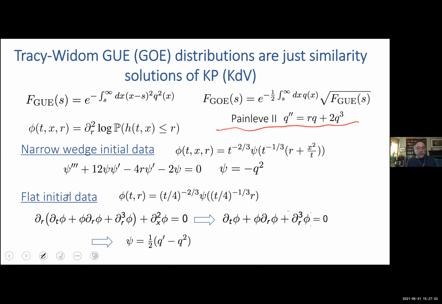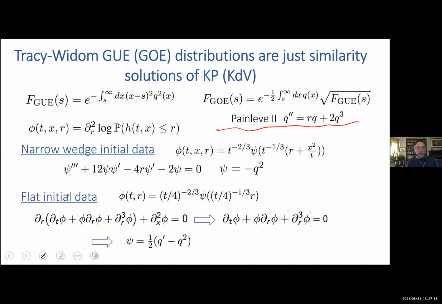So the GUE distribution is just e to the minus this funny integral of q squared, where q is this Hastings-MacLeod solution. And the GOE distribution is usually written like this: the square root of the GUE distribution times e to the minus this first integral of the Painlevé-2.